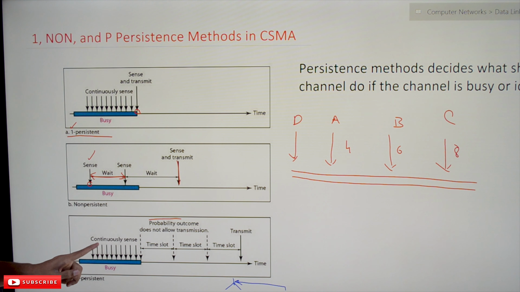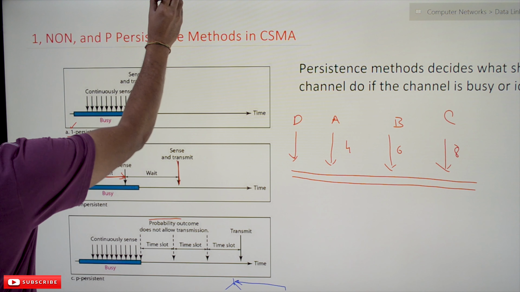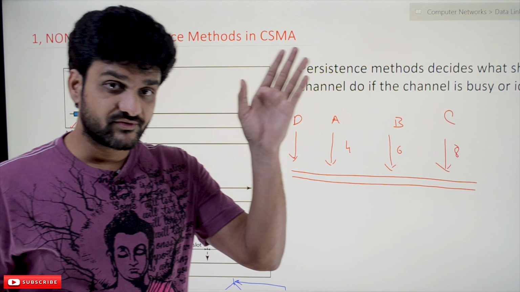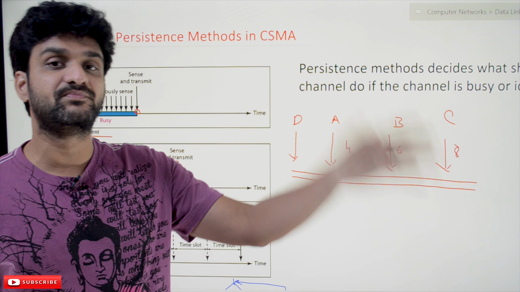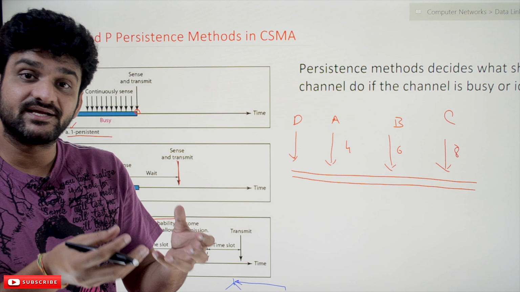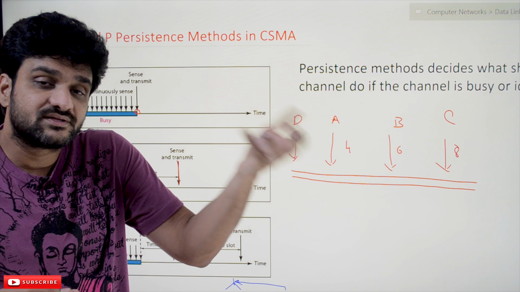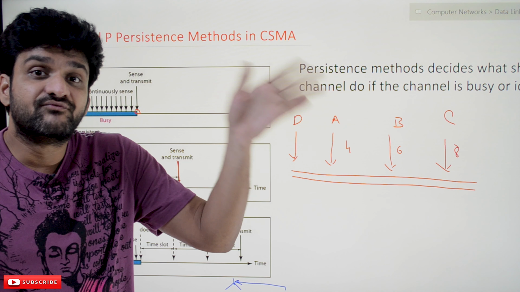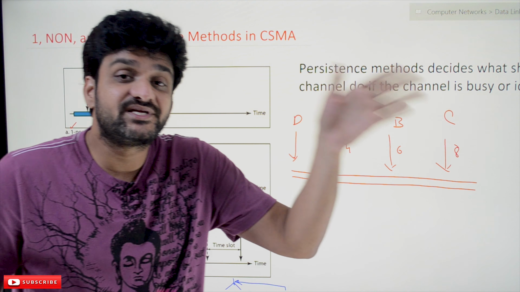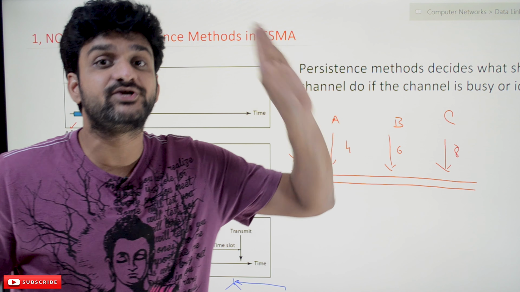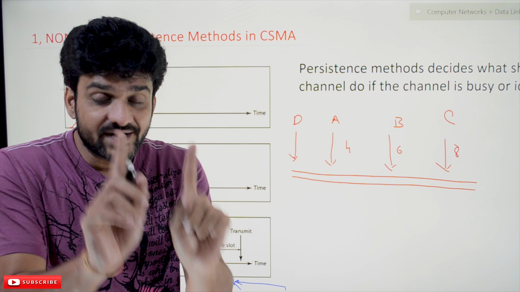The next technique is one of the most important techniques to understand. The next technique is p-persistence. What p-persistence states is that the network will be provided with some probability. P stands for the probability with which we can transmit the data. Try to understand this point.